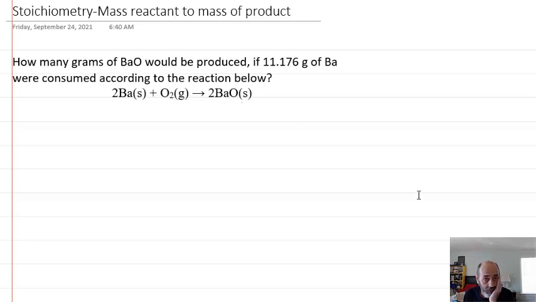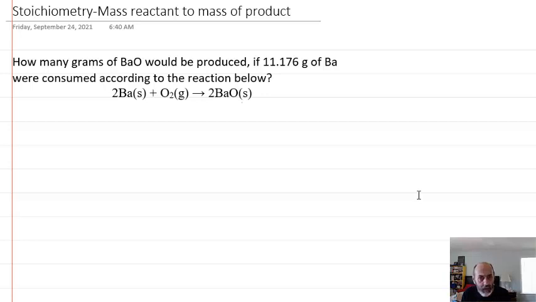Today I'm going to do another video on stoichiometry. This one deals with if you're given in a problem the mass of the reactant and you are asked to figure out the mass of the product, you can do that using the principles that we've already discussed.